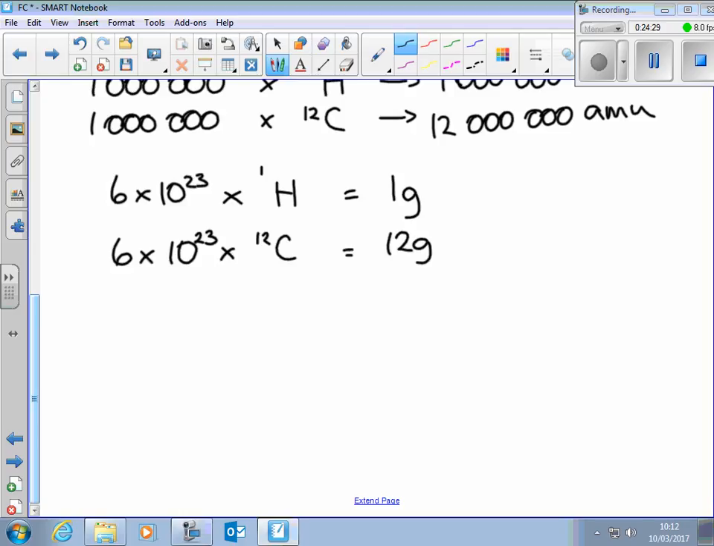Now, that number, that 6 times 10 to the 23, is known as Avogadro's number. He was the guy who came up with it. But that is a mole. 6 times 10 to the 23, or 6.02 times 10 to the 23, is a mole of anything. So that is 6 times 10 to the 23 hydrogen atoms. That's a mole of hydrogen atoms. A mole is going to be its atomic mass or formula mass in grams.